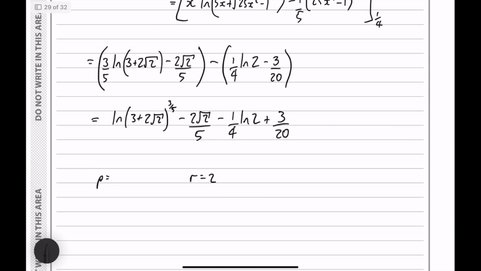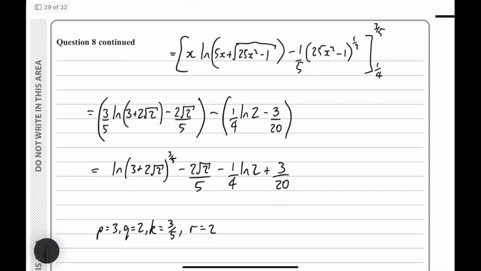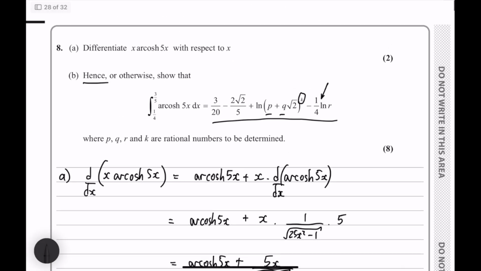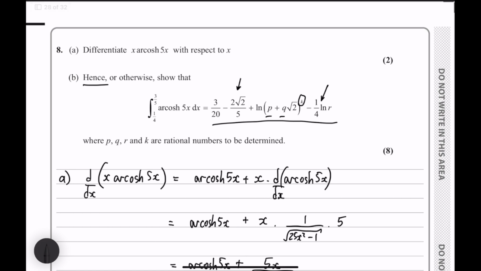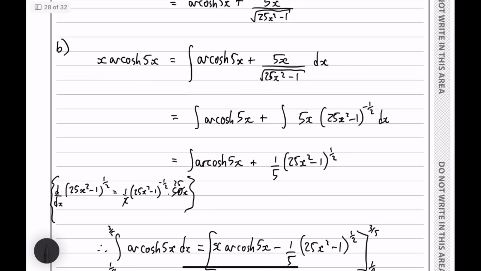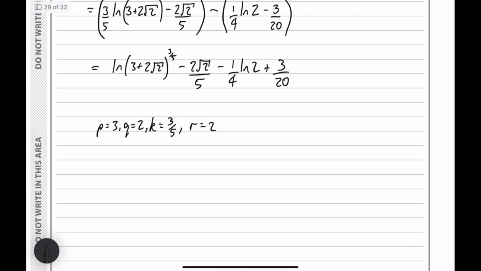So p is a 3, q is a 2, k is a slightly awkward 3/5, and then we've got minus 2√2 over 5 and plus 3/20. Except for the k being a fraction, which is okay because it says rational numbers here. That's worked out quite nicely. So that's our final answer to the final question. I hope that has been helpful for you to go through, and maybe I'll see you in another video.